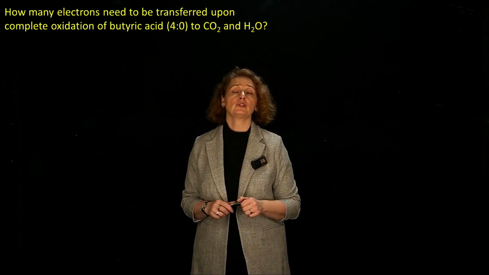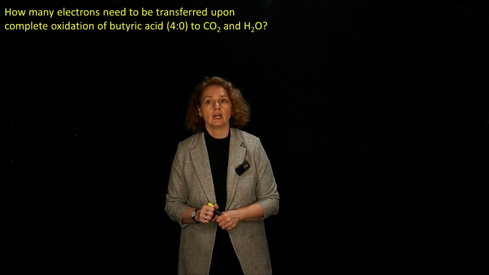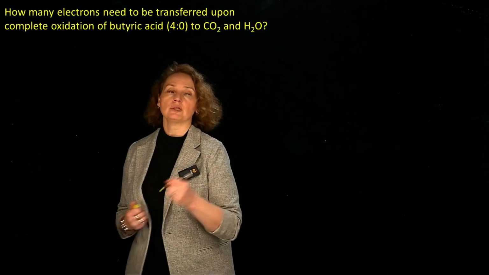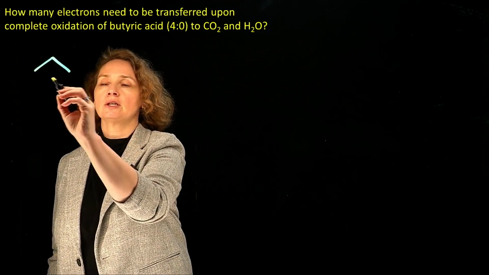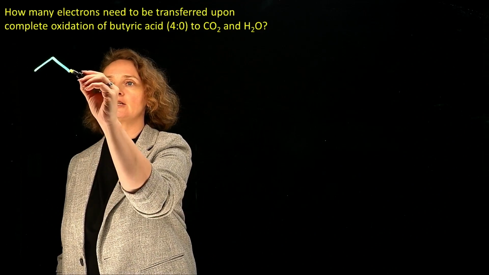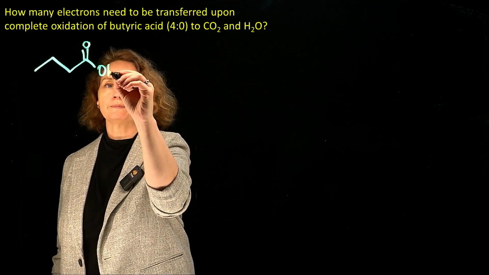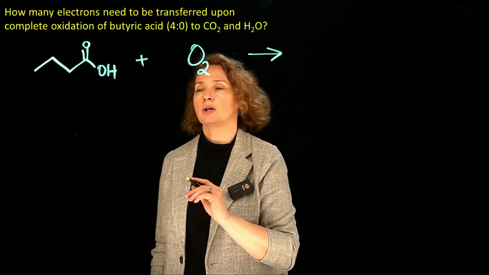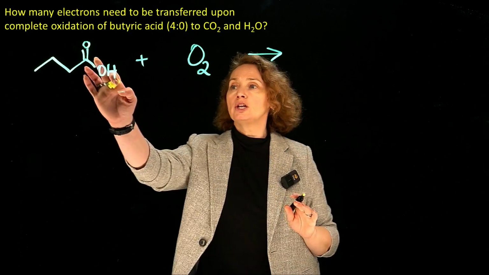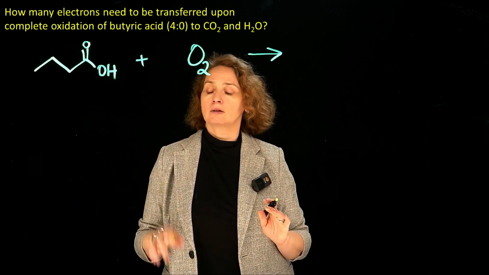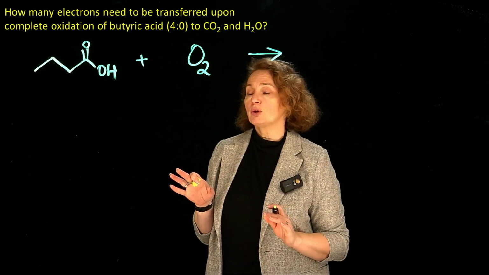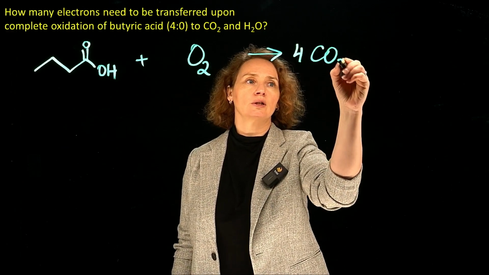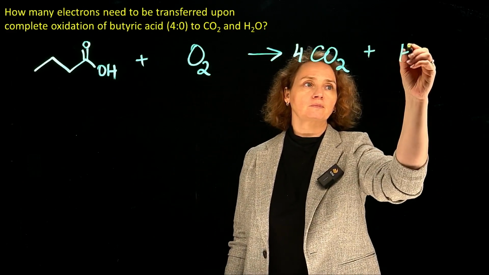This problem asks us to determine how many electrons need to be transferred upon complete oxidation of butyric acid to carbon dioxide and water. So we have butyric acid, which is a fully saturated fatty acid containing 4 carbon atoms. It reacts with oxygen. We'll determine how many molecules form for each of the carbon atoms. Those carbon atoms need to be oxidized by molecular oxygen all the way to carbon dioxide. So we'll need to have 4 carbon dioxide molecules and water.